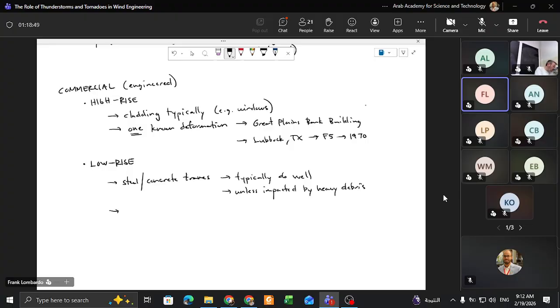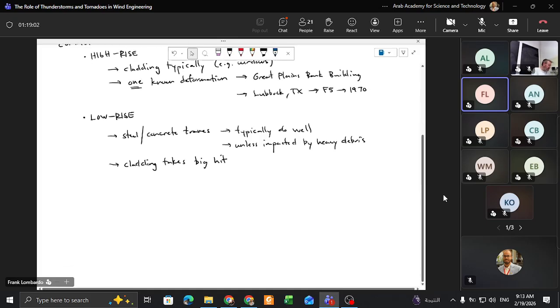And what allows it to do that, and I don't think, I may or may not have a picture, but the cladding, okay, typically takes a big hit in low-rise engineering buildings as well. Usually it's like aluminum or some sort of metal siding, and again, the envelope gets breached and the cladding tends to like peel off a lot of times in tornadoes.